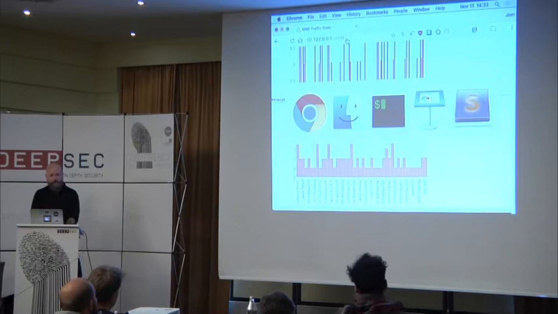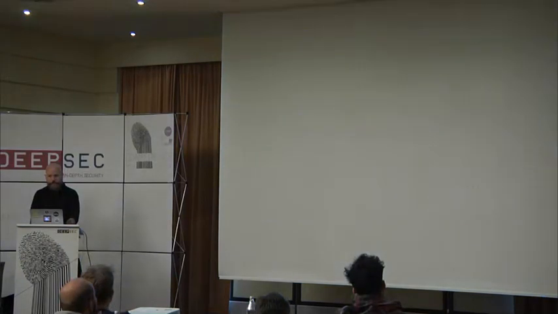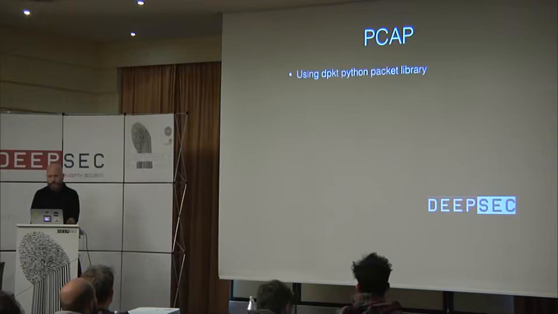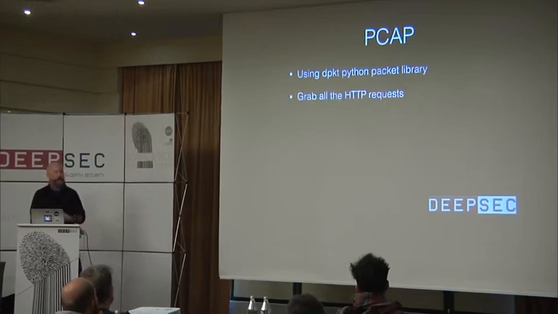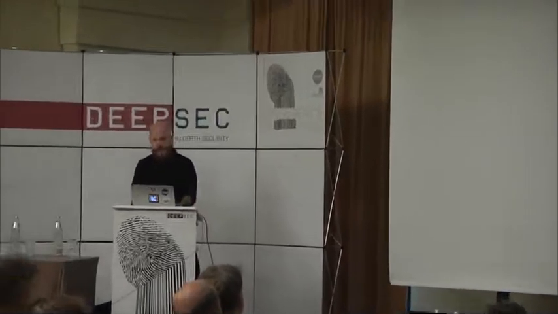And then if I go to pcap, just looking at pcap data, just exploring this one too. So we're using DPKT, the Python packet library, to take apart the packets and get the information I want. I'm grabbing all the HTTP requests, and I'll just show you what that looks like.